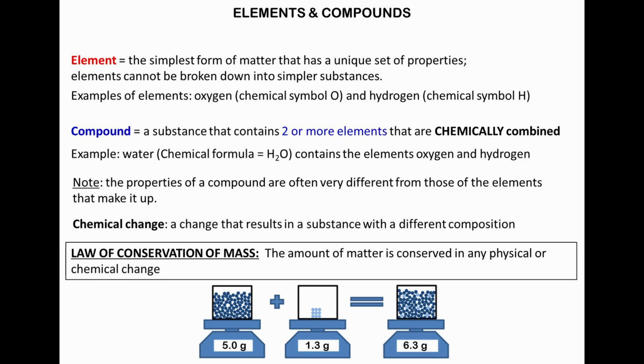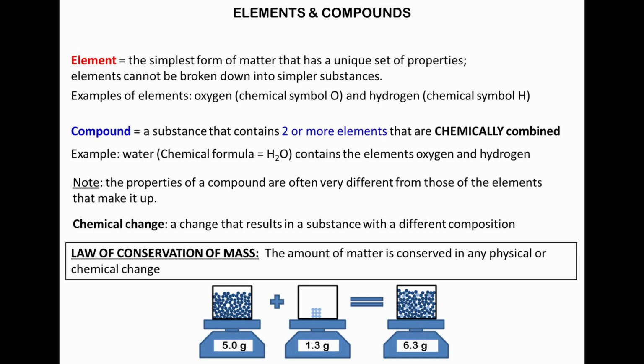Substances can be classified as elements or compounds. An element is the simplest form of matter that has a unique set of properties. Elements cannot be broken down into simpler substances. Examples of elements: oxygen, chemical symbol O, and hydrogen, chemical symbol H.